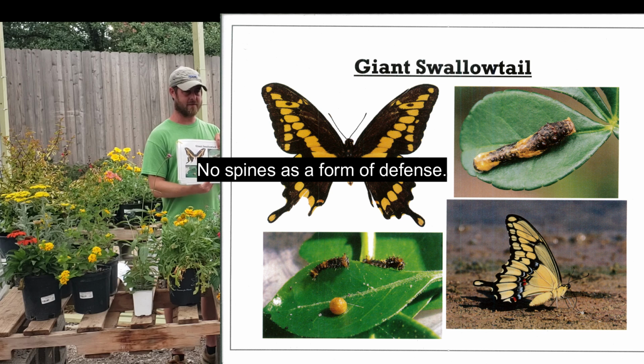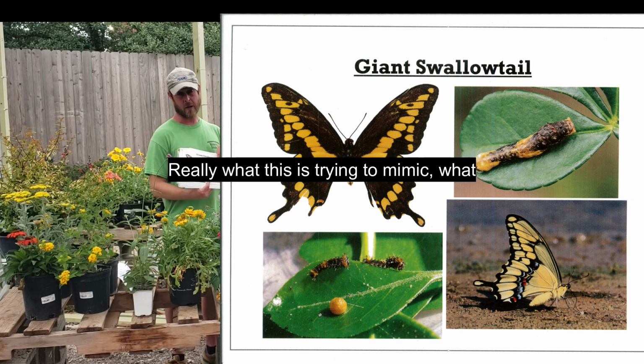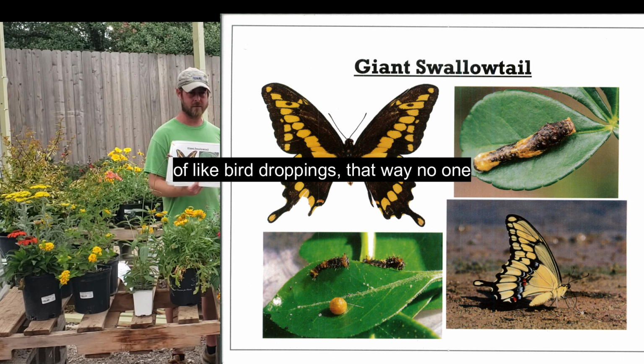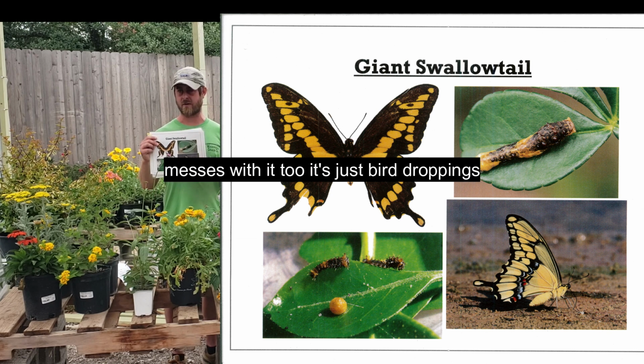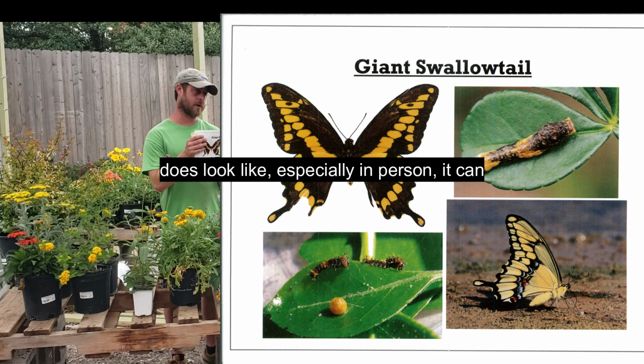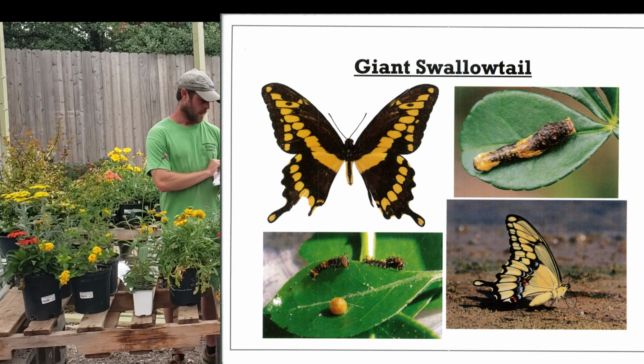No spines as a form of defense. What I've heard is it's trying to mimic bird droppings, so that no one messes with it because it just looks like bird droppings on the leaves. And it does look like that, especially in person, they really do.